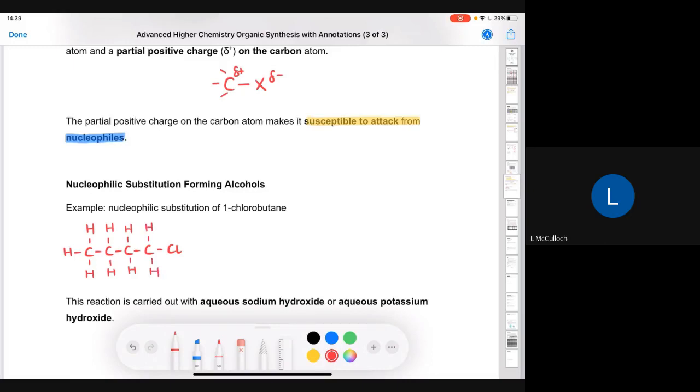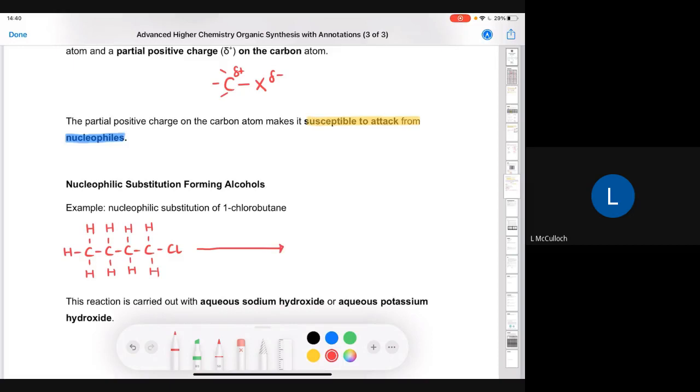Now, in our nucleophilic substitution reactions, what will happen is the halogen atom will be substituted for the nucleophile. So whatever our nucleophile is going to be drawn in that green highlighted area, and the chlorine is going to come off. So it's just a straight swap, it's a straight substitution.